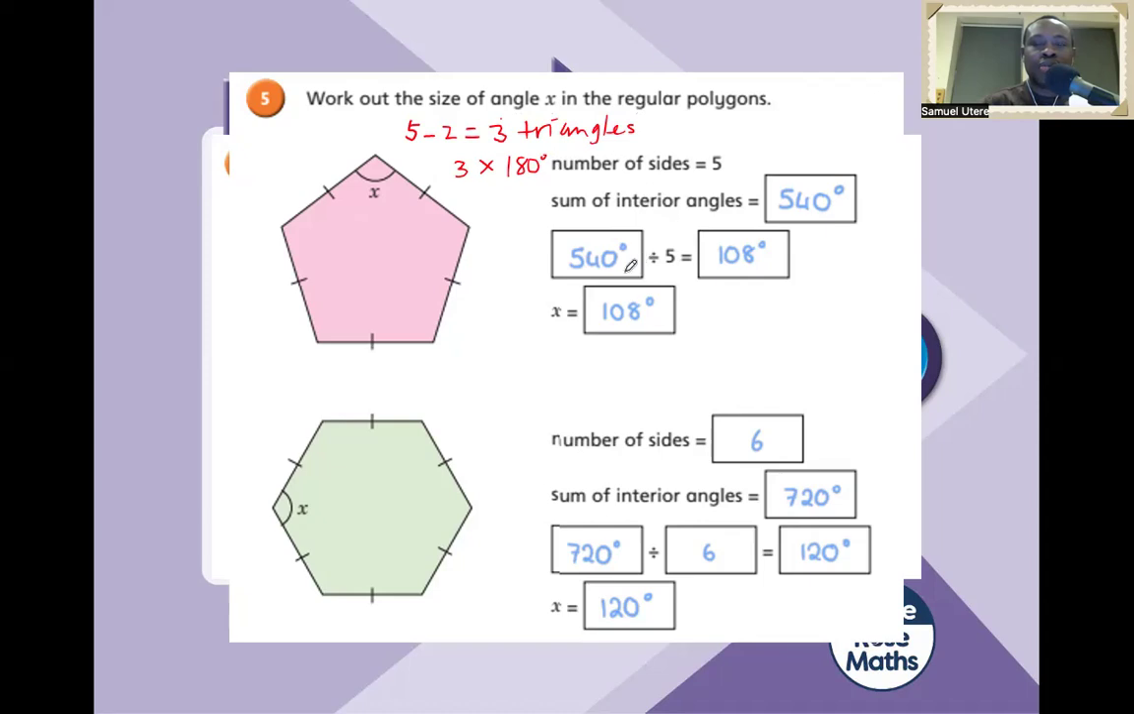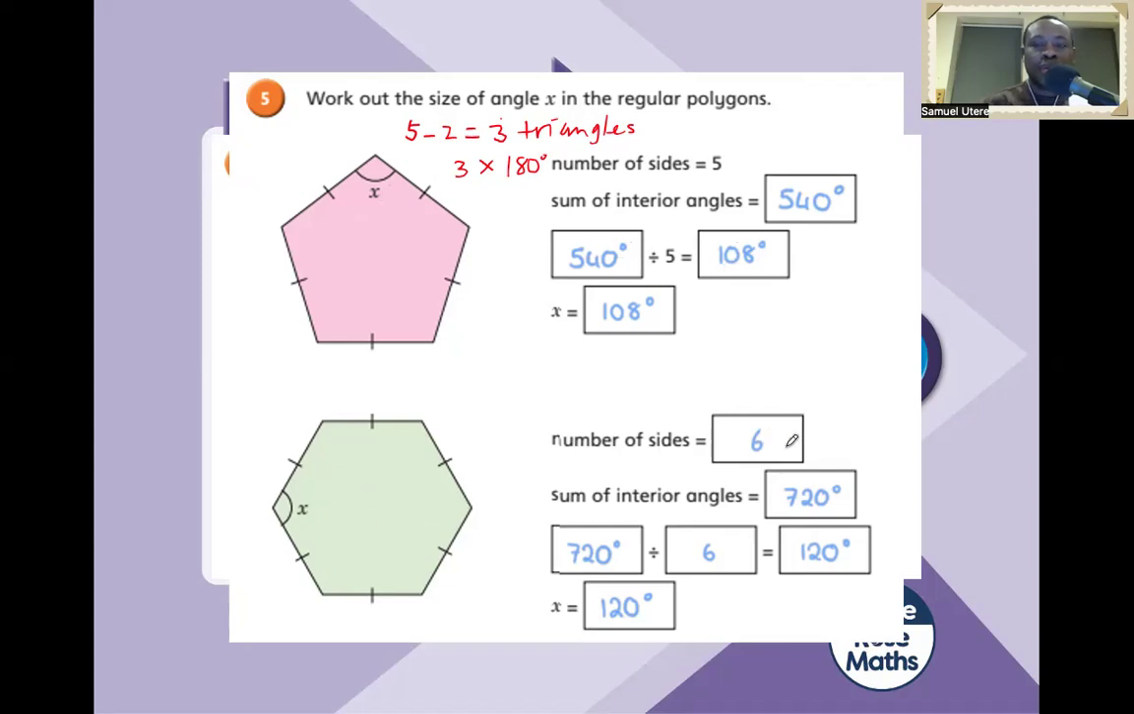Next, you're asked to find each of the angles. So to find x, we know that all the 5 angles added up will be 540. So to find each angle, we'll do 540 degrees divided by 5, which is 108 degrees.